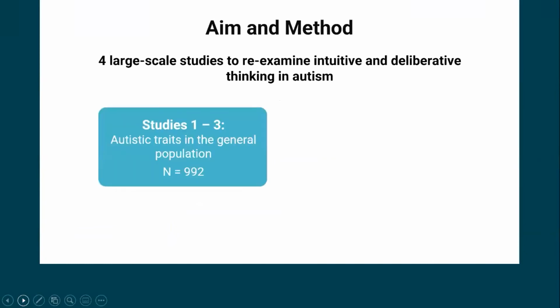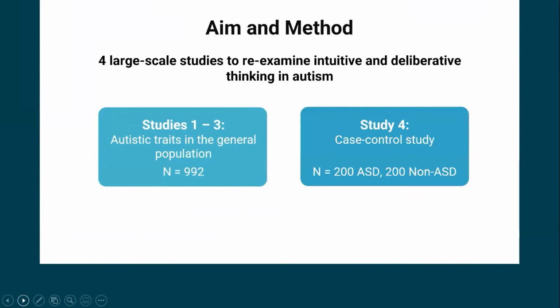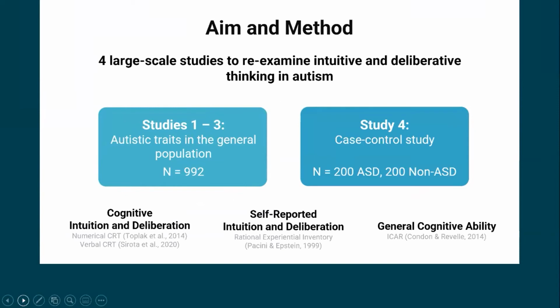Specifically, we conducted 3 studies exploring the relationship between autistic traits and intuitive and deliberative thinking, and a 4th study directly comparing 200 autistic and 200 non-autistic adults. All participants completed well-validated cognitive and self-report measures of intuitive and deliberative thinking, as well as a measure of general cognitive ability.